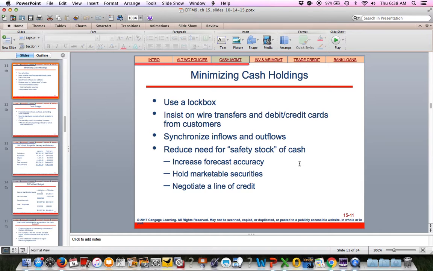And the next part of the chapter is going to be cash budgeting and forecasting of cash needs. So if we can get really good at understanding our cash projections and how our cash position may change over time, then that will help us be good at predicting our cash needs, understanding what our cash balances may be, and so on. So that's part of what we need to work on too. So increasing our forecast accuracy of cash, holding marketable securities, and negotiating a line of credit.